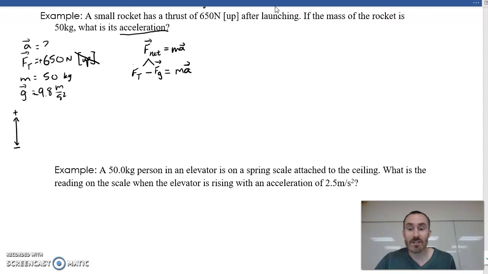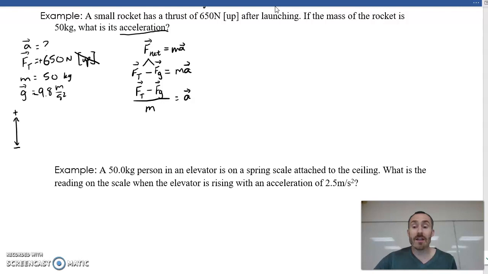Thrust minus gravity equals mass times acceleration. So I'm trying to solve for this A over here. So I'm going to divide by m. Now it's important that I divide this entire side by m. Okay, I can't just pick one of them and divide it by m. So I'm going to end up with thrust minus gravity, the force of thrust minus the force of gravity, divided by the mass of the rocket is equal to the total acceleration of the rocket.